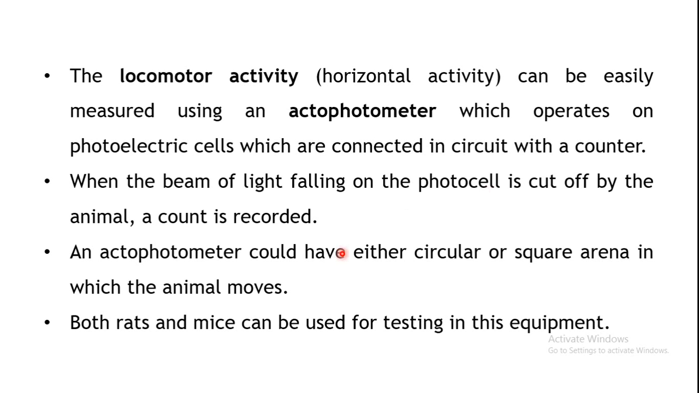This actophotometer can either have a circular or square shaped activity cage in which the animals are kept, and for this experiment both rats and mice can be used for testing.